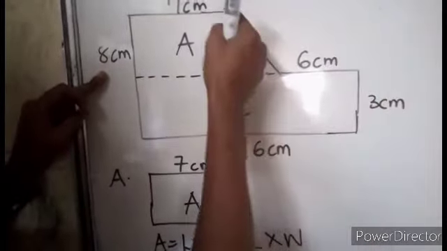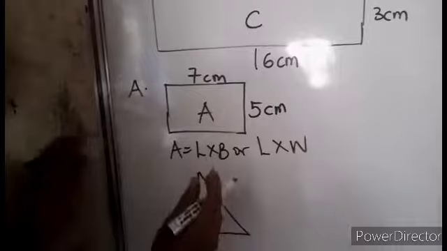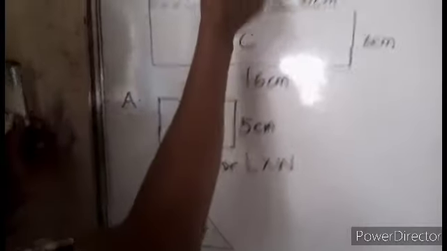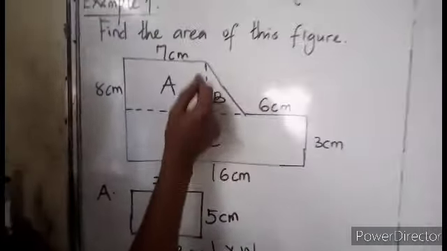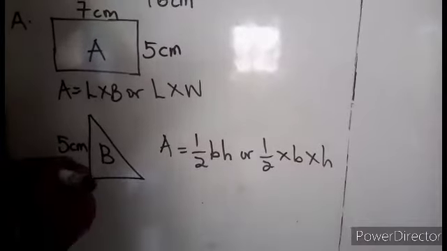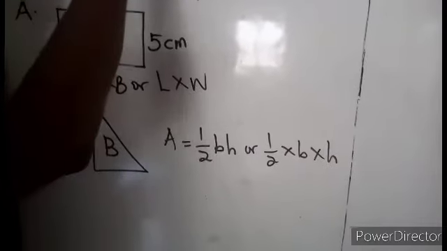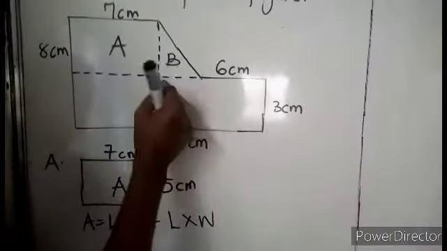Now shape B. Shape B is this. It's a right angle triangle, as you can see. This one is very simple to go with. What is our height? Our height here is the same thing as the rectangle. So if the side here of this rectangle is 5, that means our height is 5 centimeters. And the formula for a right angle triangle is half times base times height. So if our height is 5 centimeters, then what will be our breadth?